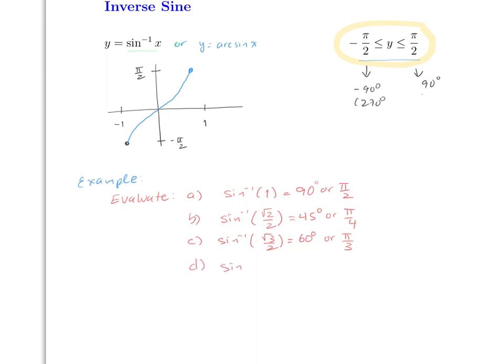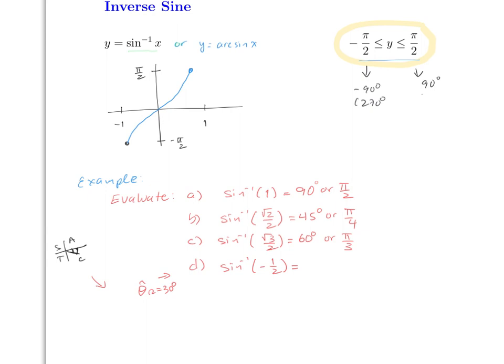For example, what about sine inverse of negative 1/2? So the reference angle here is 30 degrees, because that's the only one that gives you 1/2. But since this is negative, this is supposed to be in the fourth quadrant. Remember, all students take calculus, so if it is negative, it has to be here.